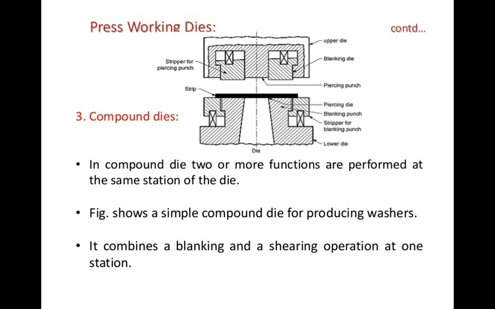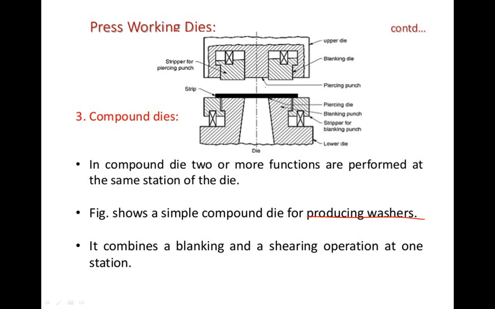Now this third is the compound die. In a compound die, two or more functions are performed at the same station. This is called a compound die. It is also used for producing washers. It combines blanking and shearing operations at one station.